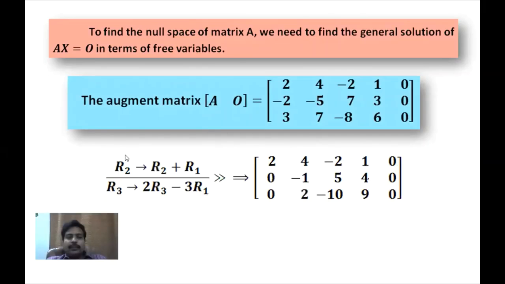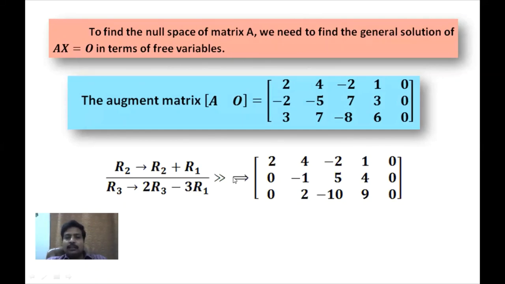And this can be simplified. We are now trying to convert this matrix into echelon form by doing these elementary operations. R2 goes to R2 plus R1. Both these rows are added to get R2. Similarly, R3 goes to 2R3 minus 3R1. After performing these two operations, you get this matrix.